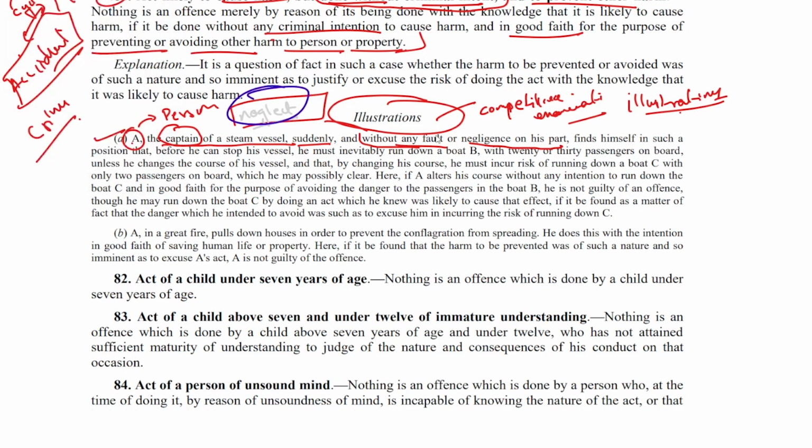Apart from that, without any fault or negligence on his part. So A is the captain, and if there is no fault or negligence on his part, he finds himself in such a position that before he can stop his vessel, he must inevitably run down a boat B. So either it will be passing through a boat B with 20 or 30 passengers on the boat. So there is a boat.